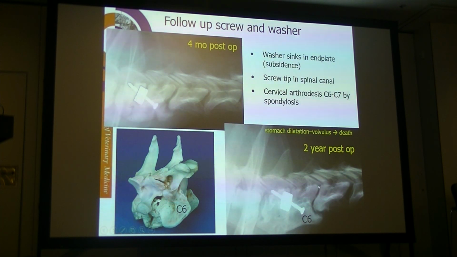and that is, look at the adjacent segment here. And compare it at 4 months and then at 2 years. So we have complete ankylosis of this part of the spine, but it has put a lot of stress on this part, and this led to degeneration and collapse at this site. Not clinical signs, but this is what we call adjacent segment disease.